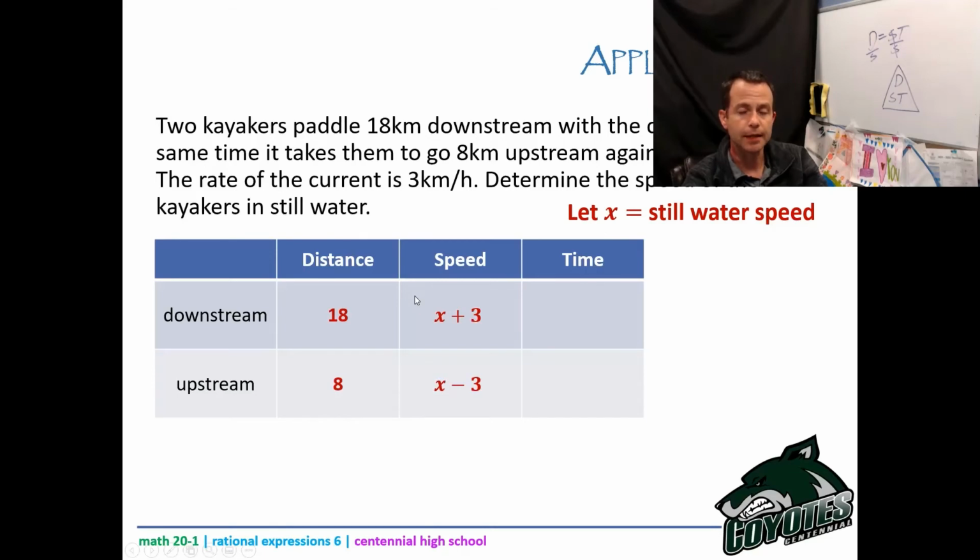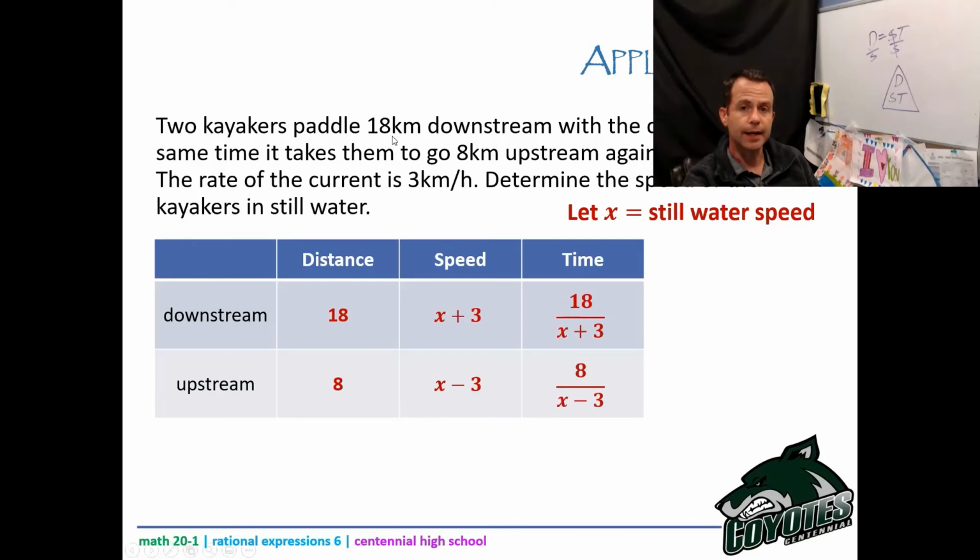And then, like I already spoke with the other question, once I have two columns, I have the third. So my time is going to be 18 over x plus 3 and 8 over x minus 3. And then I'm looking for that one piece of information that I haven't dealt with yet that will allow me to set up the question.